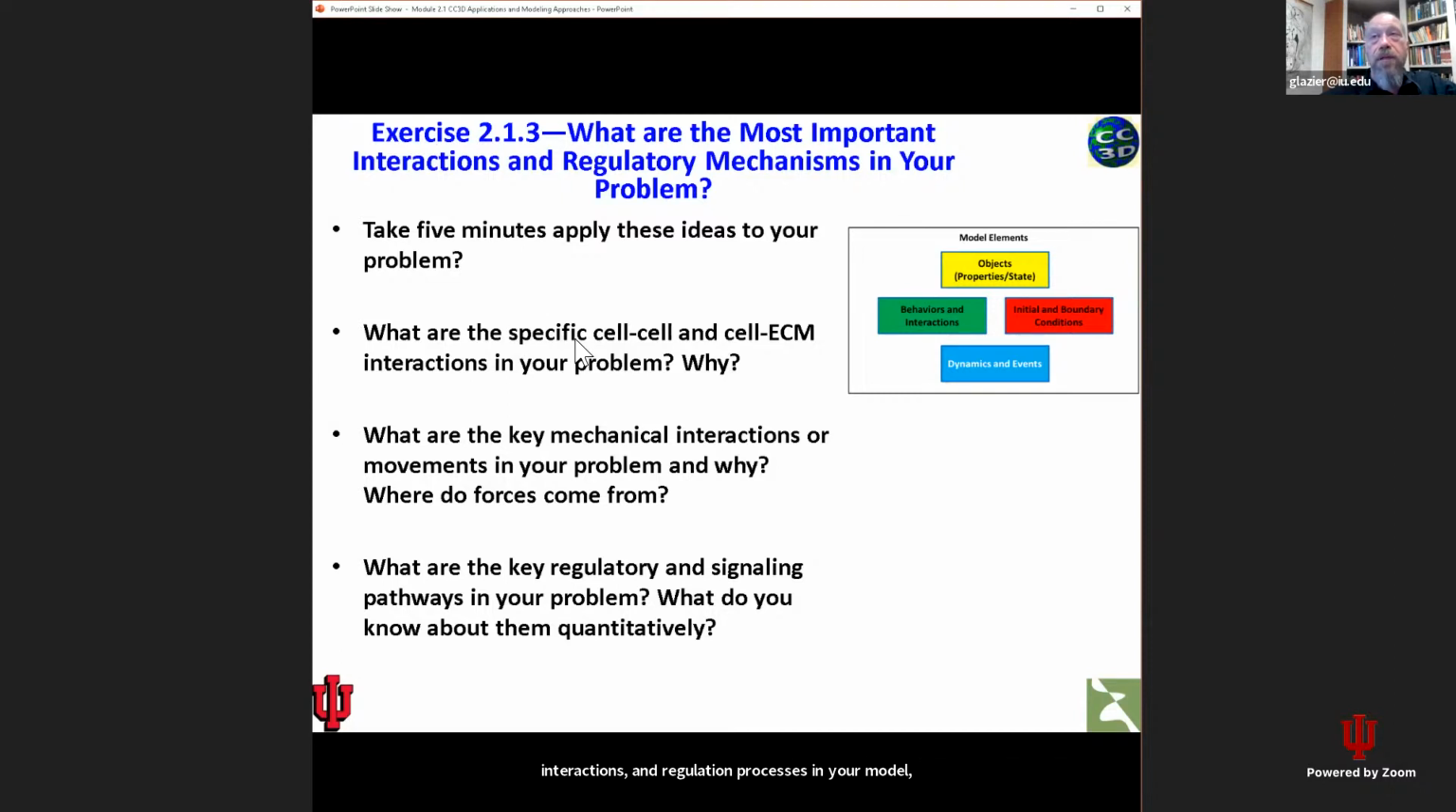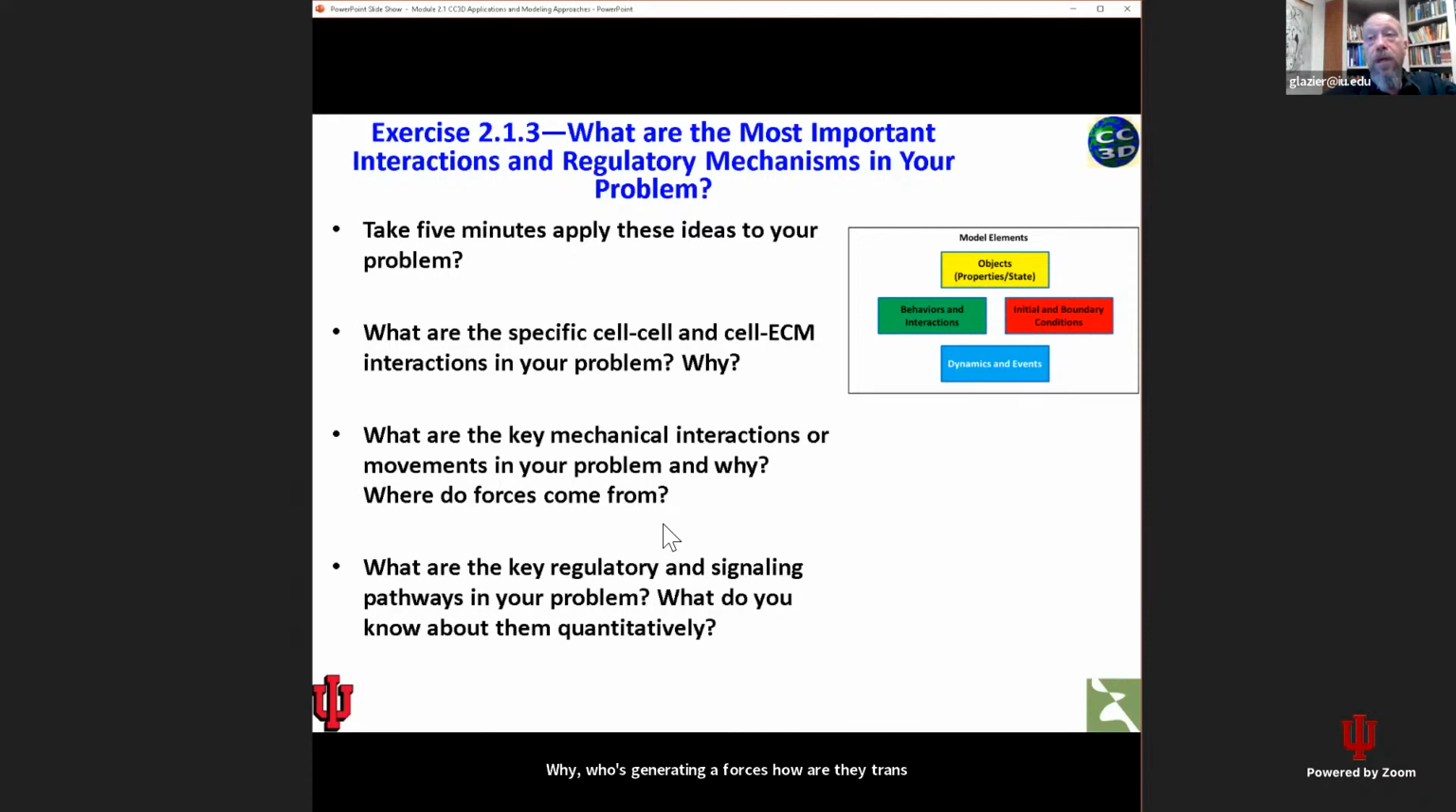For example, some things you might want to think about specifically: are there specific cell-cell interactions, adhesion, signaling, contact guidance, cell-extracellular matrix interactions? Those could be cells responding to ECM, cells secreting ECM, cells destroying ECM with MMPs or something else, reorganizing ECM. What are the key mechanical interactions in your problem? How do cells move? Why? Who's generating the forces?